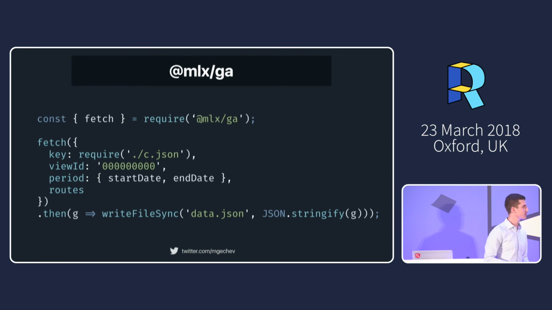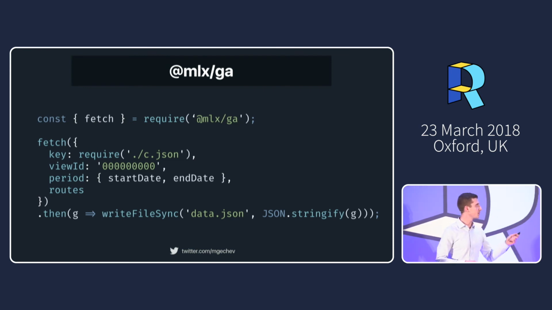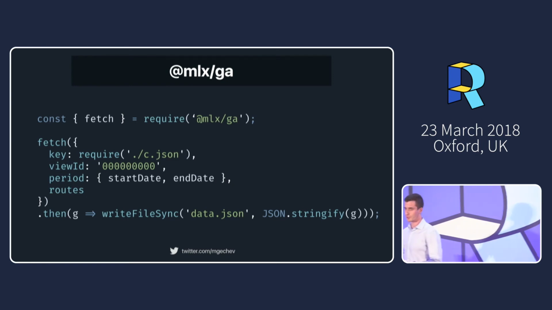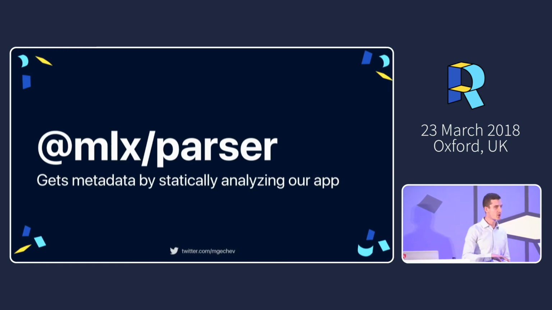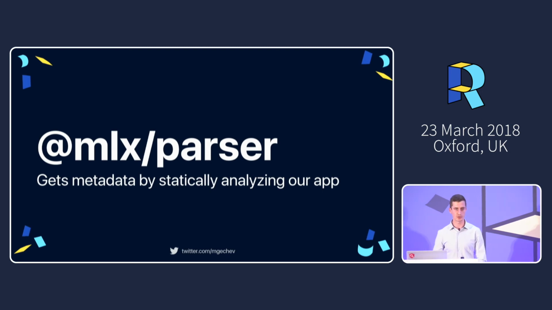We can use this GA package just by importing the fetch function from there, passing the private key that we got from the Google Developer Console, passing a view ID for the application that we actually want to extract data for, passing a period, start and end date, and the route declarations. Again, these route declarations are coming from the parser, which goes through our application, statically analyzes the source code, and right after that figures out what route declarations are related to which specific entry points of the chunks that we have in our app.